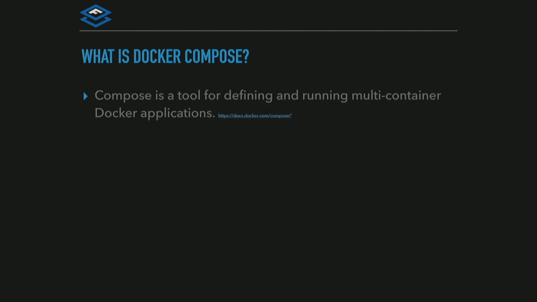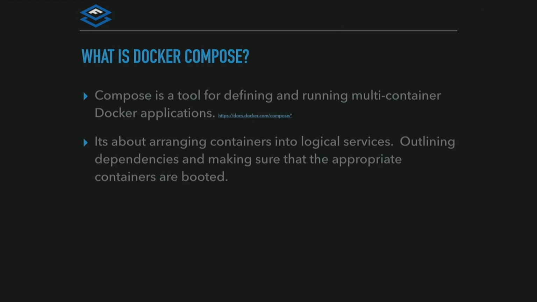What is Docker Compose? Compose is a way of running these individual processes, which you put in a Docker container, into multi-container systems. It's about arranging those containers, the different pieces of your system, into a logical service, which outlines all the dependencies that need to be in existence and running, and makes sure they're booted and there for when you go to use it.